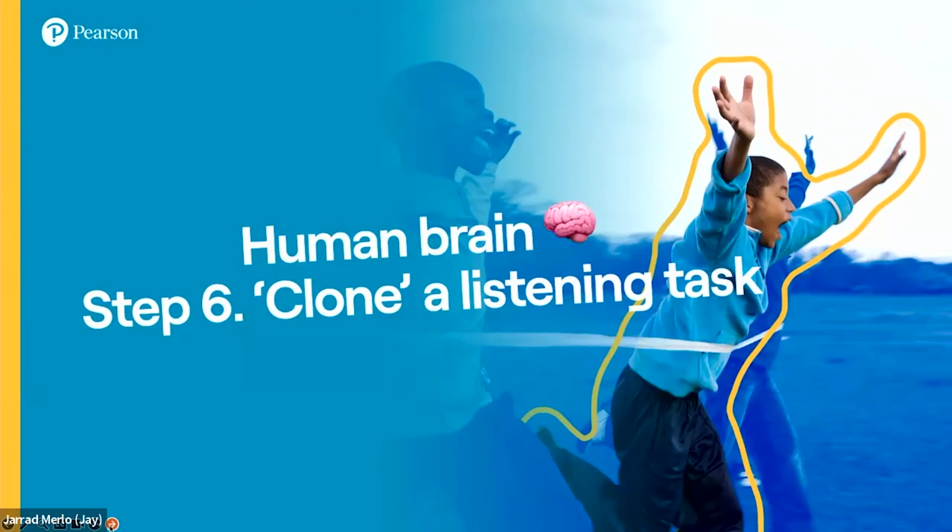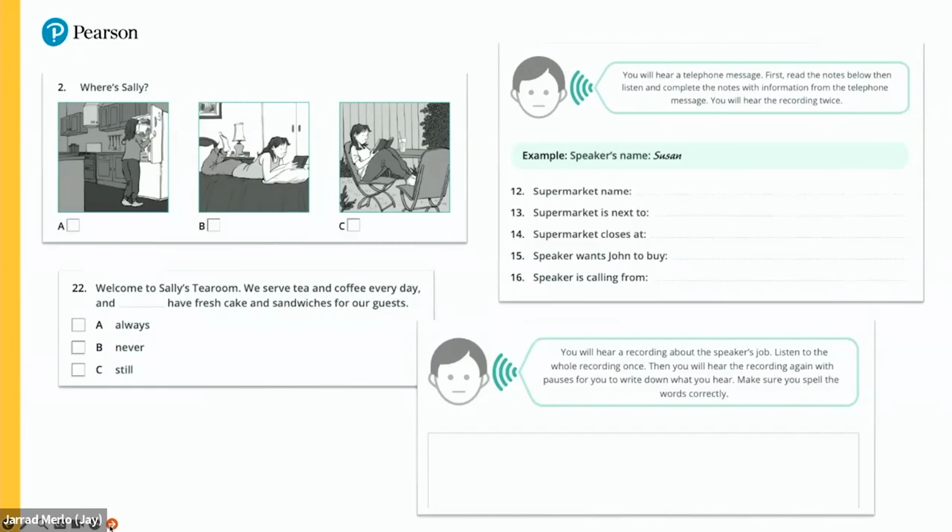So let's think about how to clone a listening task. For example, this is from the PTE General test at the A2 level. And we can see some tasks that we've probably seen before. We've got multiple choice with images, which is one of my favorites. I love this task. What else we got? We've got form completion, where somebody listens to a passage and they fill out a form. We've got a gap fill activity. We've got some write from dictation, etc.